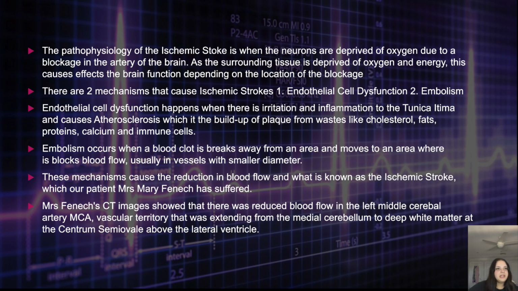Another mechanism being an embolism, which is when a blood clot breaks away from another area and moves to an area where it completely blocks the blood flow, commonly in vessels that are smaller in diameter. These mechanisms cause a reduction in blood flow, and the neurons surrounding the tissue are unable to sustain their normal homeostasis, which can lead to several processes that can cause cell death. Some causes being excitotoxicity, oxidative and nitrative stress, inflammation, and apoptosis.